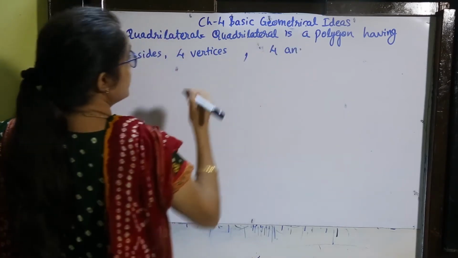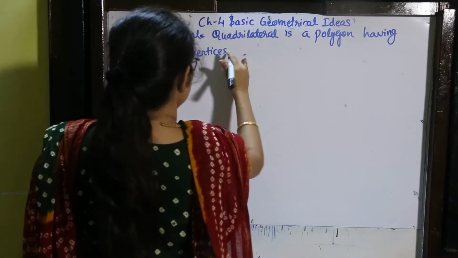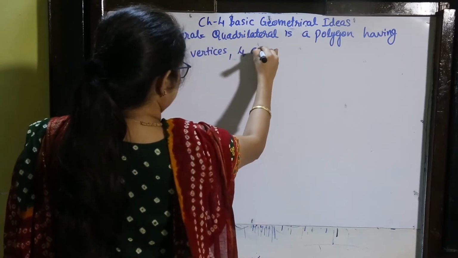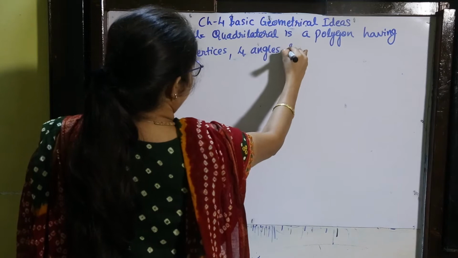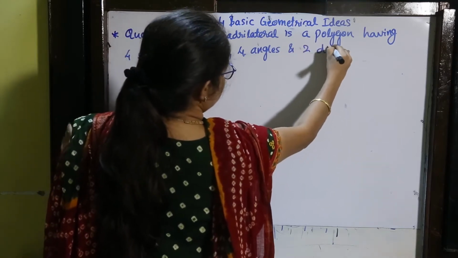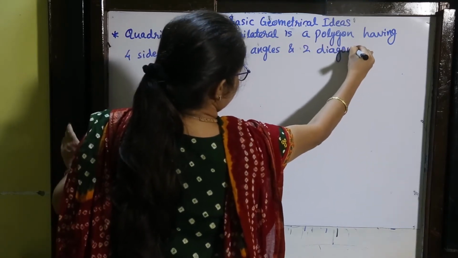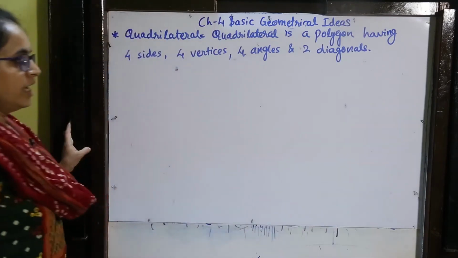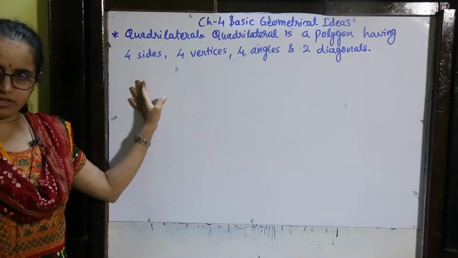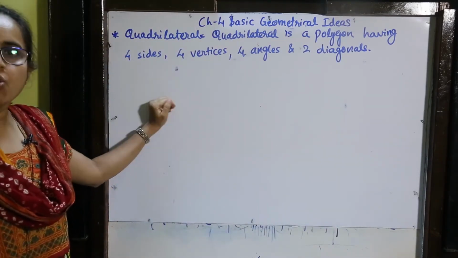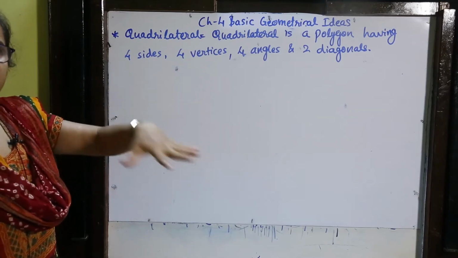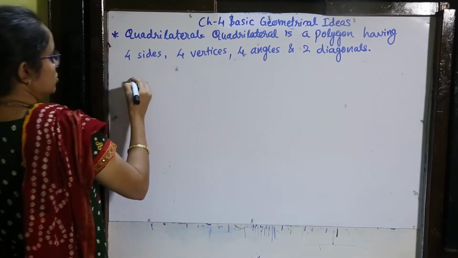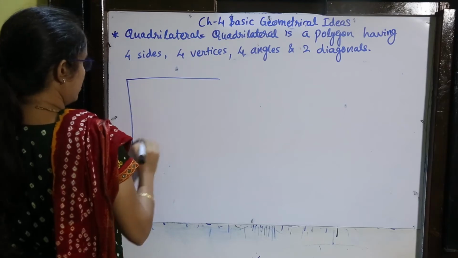4 angles and 2 diagonals. I am sorry, I had not mentioned it. 4 angles and 2 diagonals. Okay. So this is what a quadrilateral is. I am drawing a quadrilateral. I am showing you what are the sides and all that. So first you have to draw along with me.